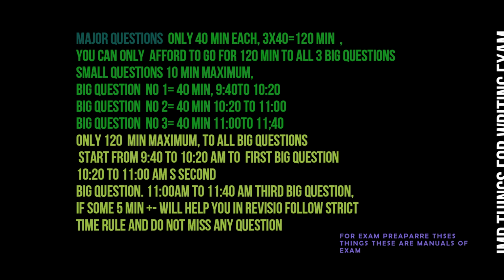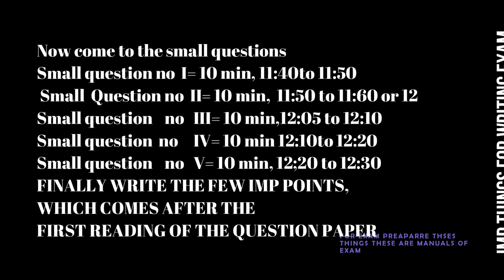So maybe maximum 12:05. When 12:05 is there, the second minor question, question number 2, because all 5 you have to do. So already question number 2 by 12:05 you have done. From 12:05 to 12:10, minor question number 3. From 12:10 to 12:20, minor question 4, and 12:20 to 12:30. So when 12:20 is there, you are actually starting your last question.